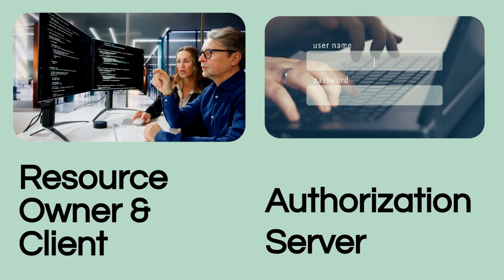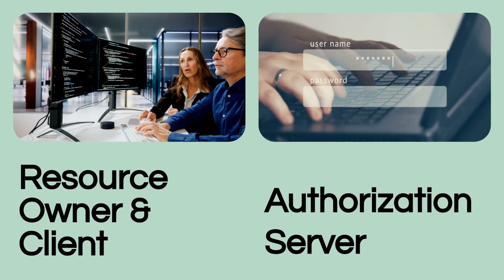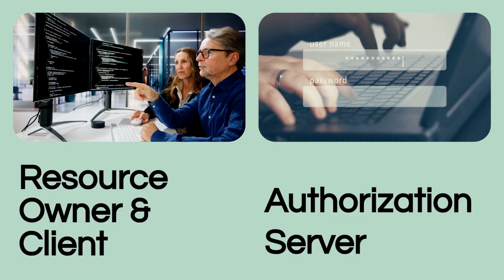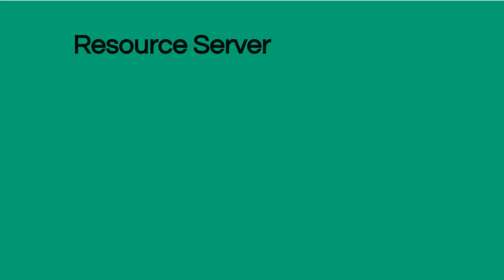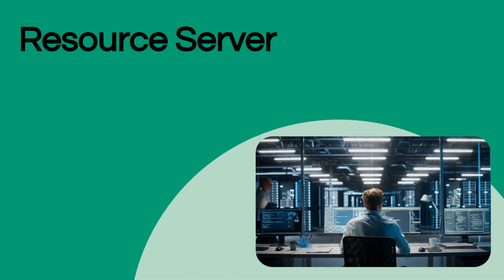The resource owner is the user. The client is the application requesting access. The authorization server verifies the owner's identity and issues access tokens. The fourth role is the resource server, which hosts the protected user resources, like the user's profile data or photos.